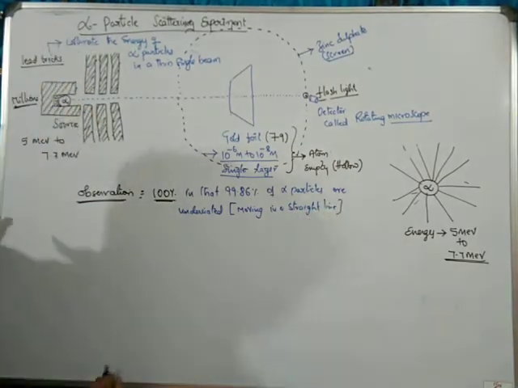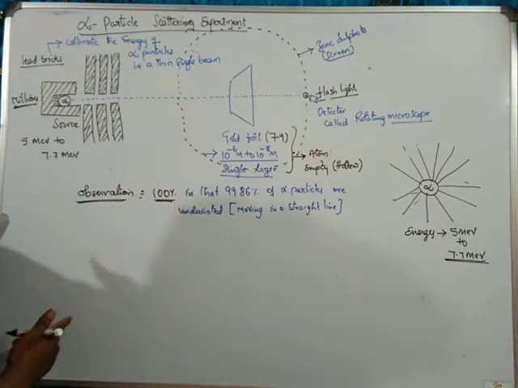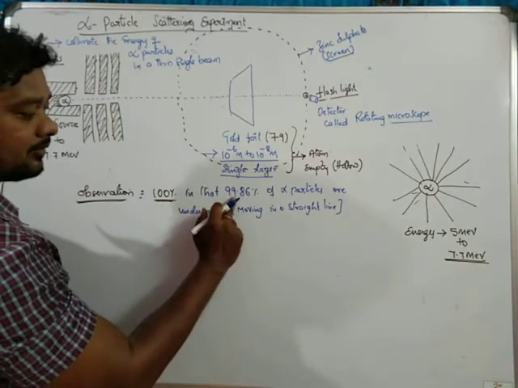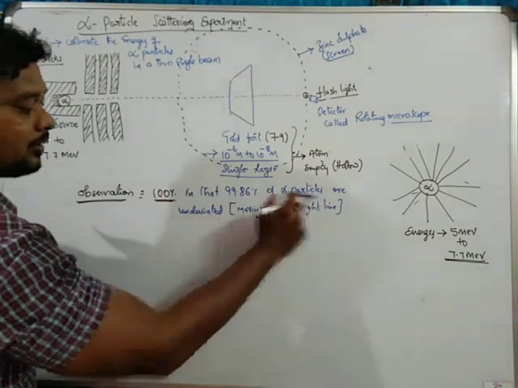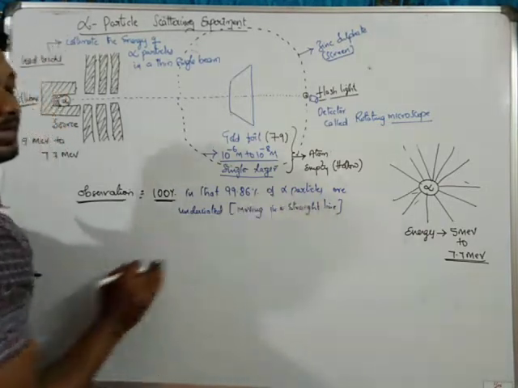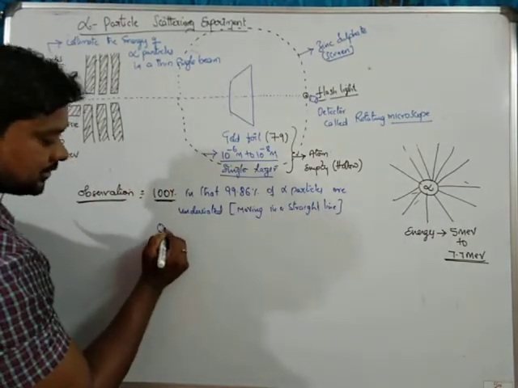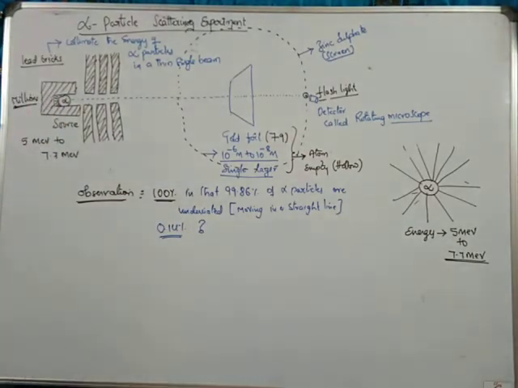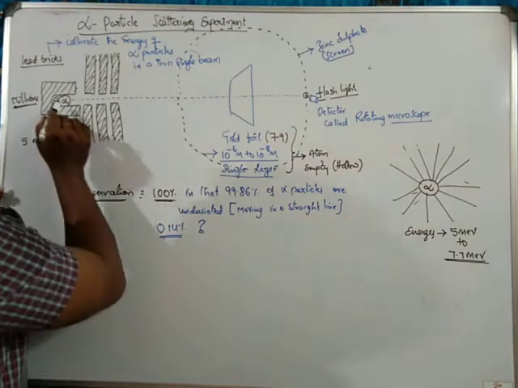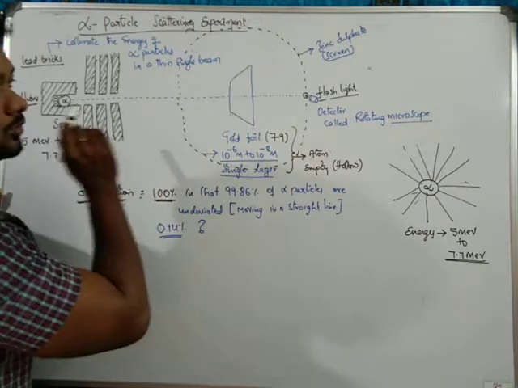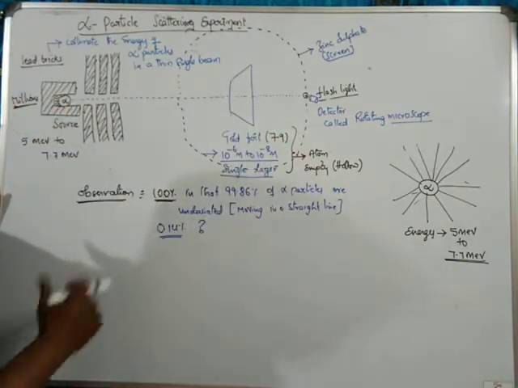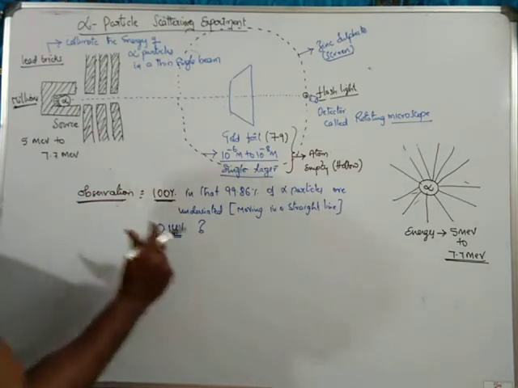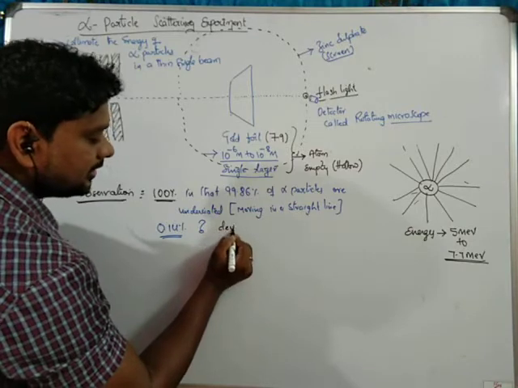So there is no deviation. So approximately we get the 100% result. In that we have 99.86% of alpha particles undeviated, which were moving in a straight line. So we have a remaining 0.14%. What happened to this? Whenever we are releasing the alpha particles, most of the particles will move in a straight line. So they are undeviated. They have no scattering. But what happens to the remaining 0.14%?